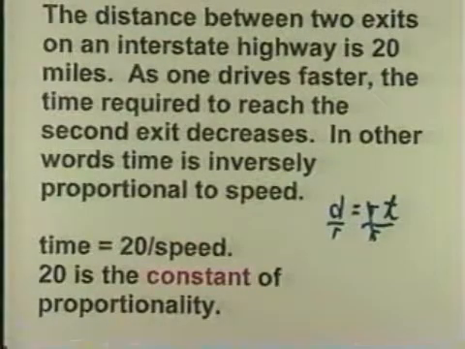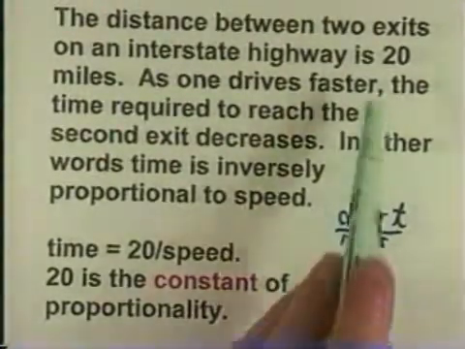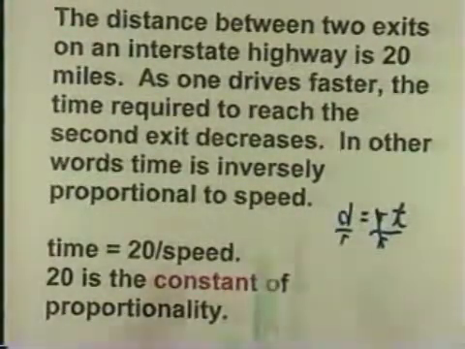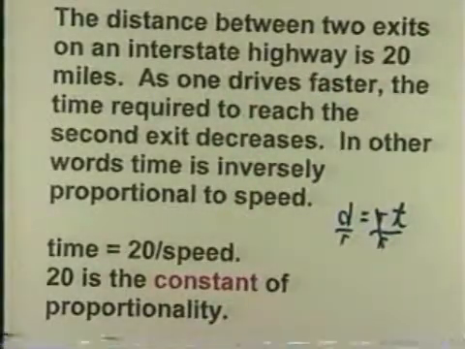For this problem, 20 is the constant of proportionality, because what remains constant in this problem? And that would be the distance between the two exits on the interstate. That you can't change.